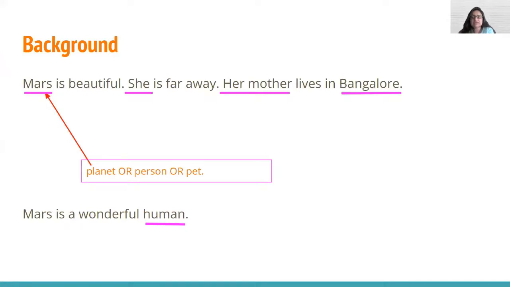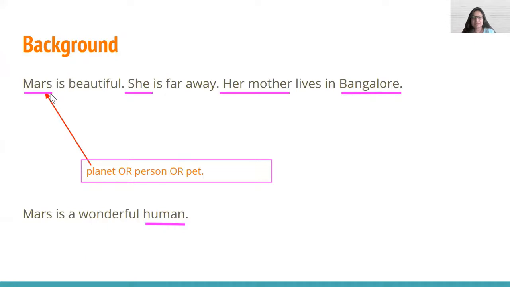So the RNN will read the sentence sequentially and try to make sense. The underlying words are in a way the output of an attention mechanism that is part of the RNN. When the RNN is reading the sentence sequentially, it has to get to the end of the sentence to get some context out of it. So "Mars is beautiful" could be anything. "She is far away" still could be anything. "Her mother lives in Bangalore."